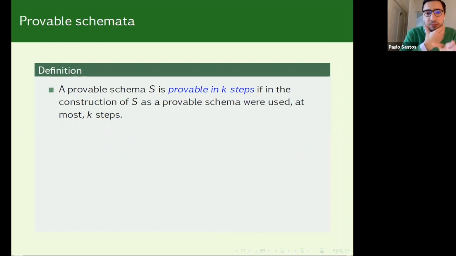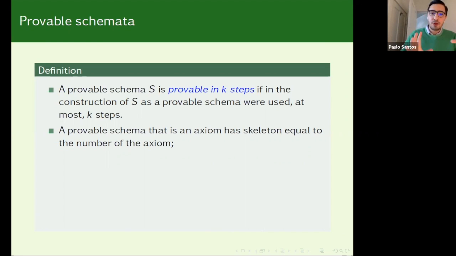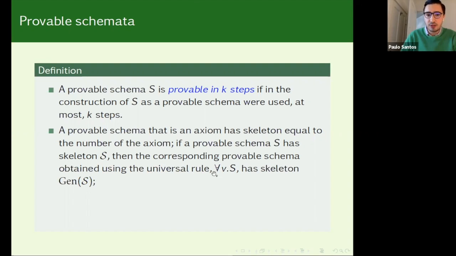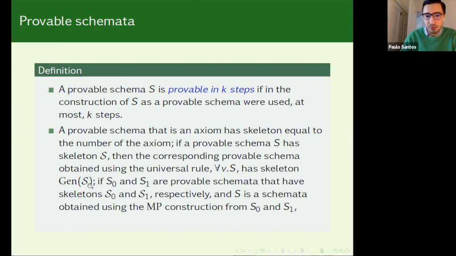Now we say that the provable schema is provable in k steps if in the previous construction, k provable schemata were used. And now I am going to create a semantics for the proof skeleton in the context of provable schema. A provable schema that is an axiom has skeleton equal to the number of the axiom, the syntactical entity. And now the induction step: if a provable schema S has skeleton cursive S, then the corresponding one to the generalization rule has this schema, and similarly for modus ponens, the schema is given by this array of symbols.